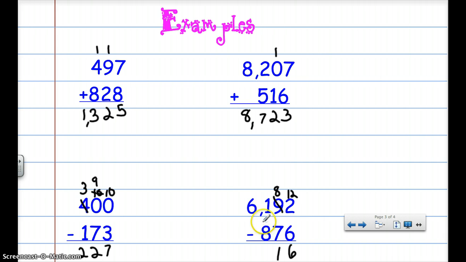I cannot do 1 minus 8, so I have to borrow from the thousands place. And remember, you're moving in groups of 10. So I have 6 in the thousands place now. Now I have 5, and I'm moving 10 over here. So that means that I'm going to have 11. So 11 minus 8, well, if I wanted to count up, I could go 8, 9, 10, 11, and that's going to be 3. And then I have nothing to subtract over here, so that would be 5. So my answer is 5,316.